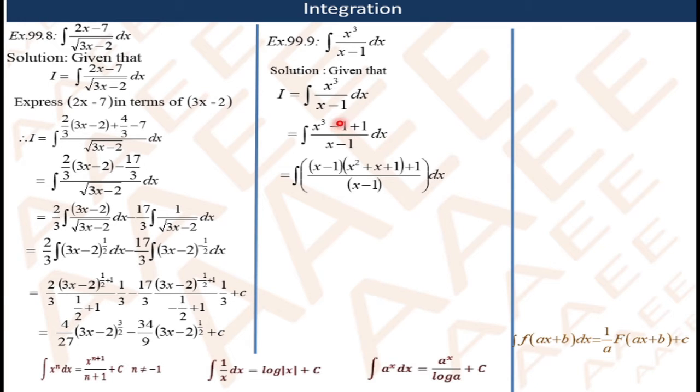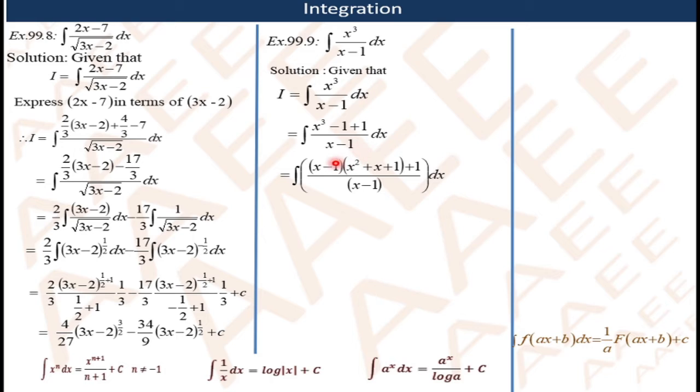x cube minus 1 can be written as x minus 1 into x square plus x plus 1, plus 1, upon x minus 1. Why could I do this? Because here I recognized that we have to take some action on this term x minus 1, and I observed that x cube minus 1 is this term. And then I would be able to do this minus 1 and plus 1. So you should be perfect in algebraic formulas also while finding the integration.